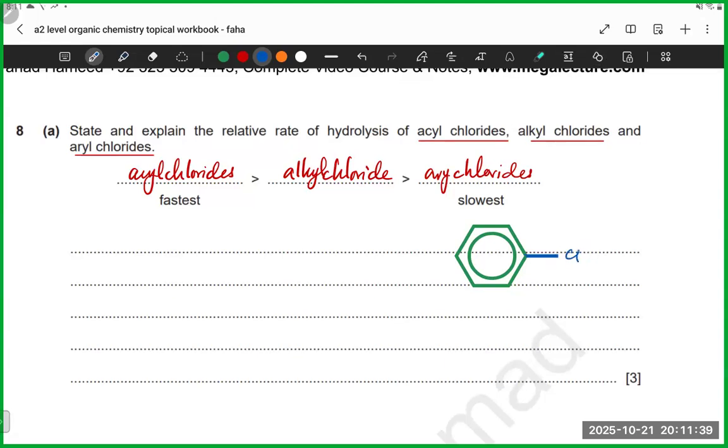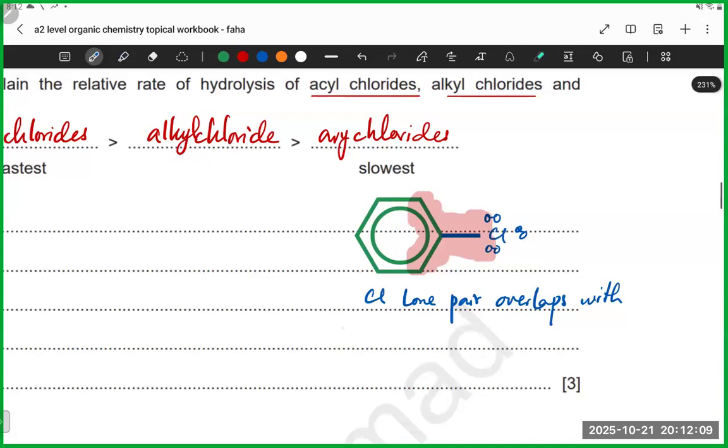the Cl lone pair, it's got a lot of lone pairs. They overlap with benzene's pi-electron cloud, which is why the amount of electrons in this area is a lot. So the wording, we did that last time. The Cl lone pair overlaps with benzene's pi-electron cloud.